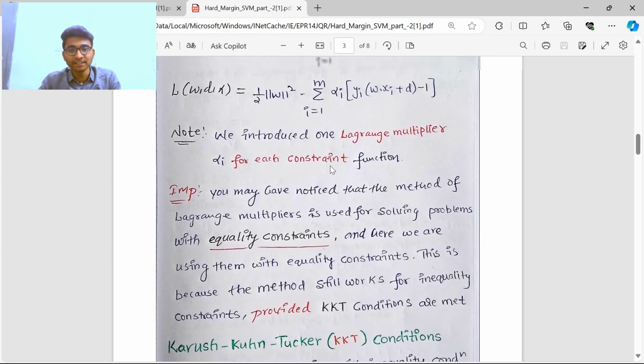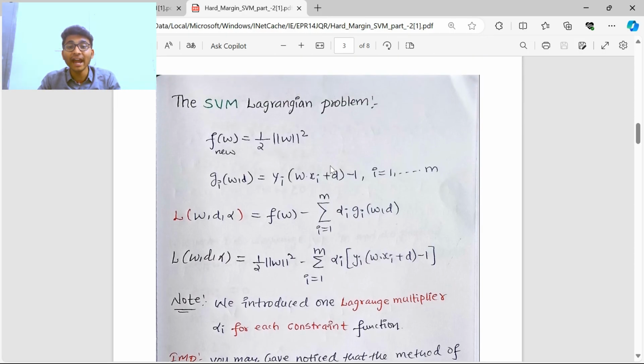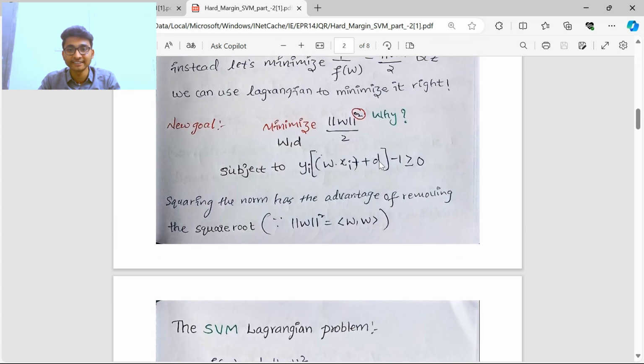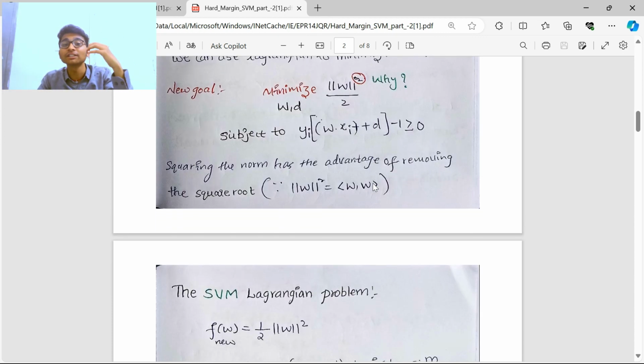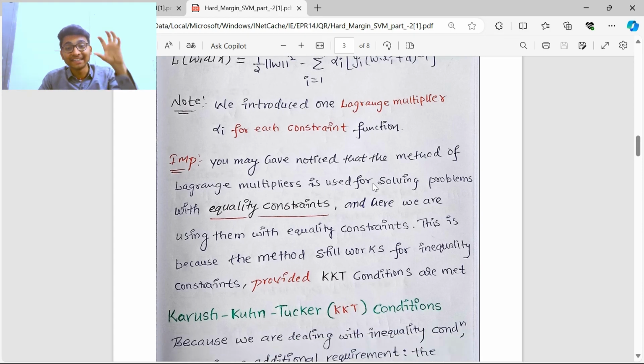And the important part is, we know that the Lagrange method is applicable for equality constraints, but we had an inequality constraint. Why are we using the Lagrangian function? Is it still valid? Yes, guys. But on solving the Lagrangian function, the values of w and b may not be optimal. This is what KKT says.